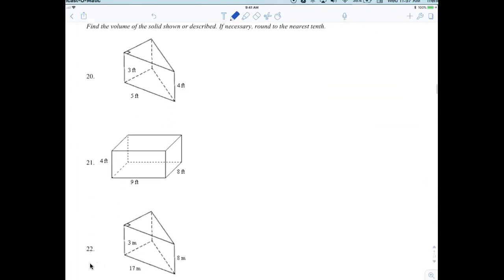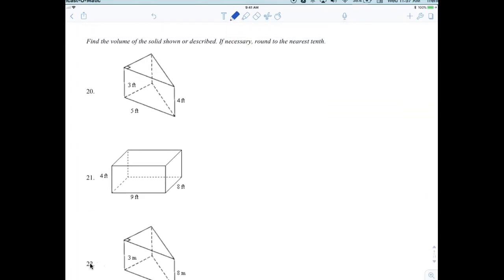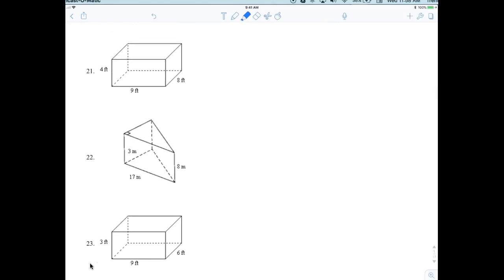Let's take a look at 21. Okay, but I have to read the directions real quick. It says find the volume. All right, so find the volume. So number 21, what's that called, by the way? Rectangular prism. It's called a rectangular prism. So you multiply them. Very good.